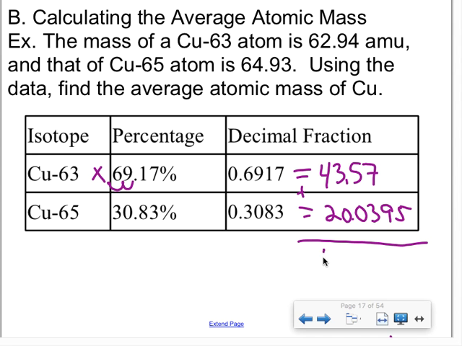And then all I'm going to do is add them up. And I get 63.6. And if I look on my periodic table, it's 63.54. So it's pretty close. I'm only off by a tenth. I wouldn't mark you wrong. Looking for ballpark numbers here. So 63, rounded to one decimal.